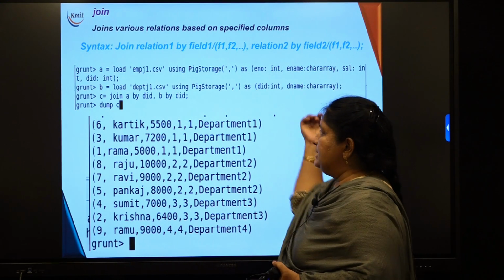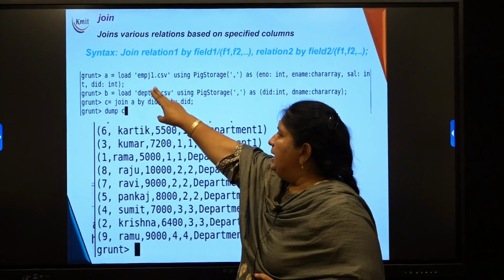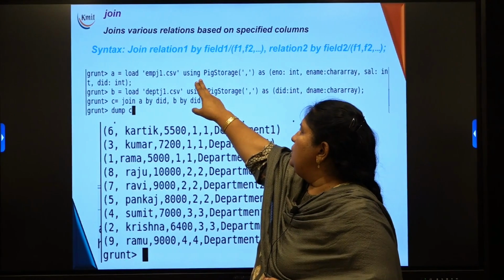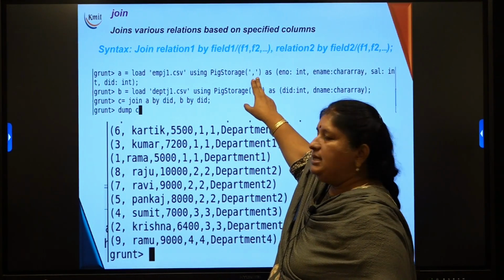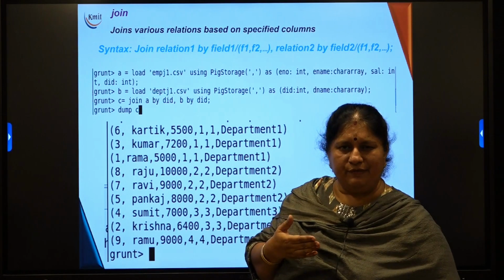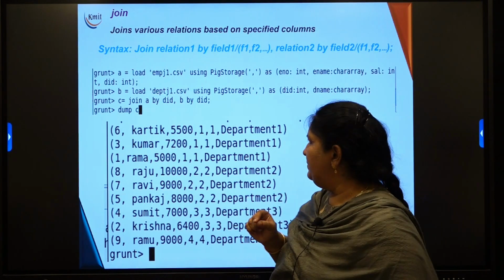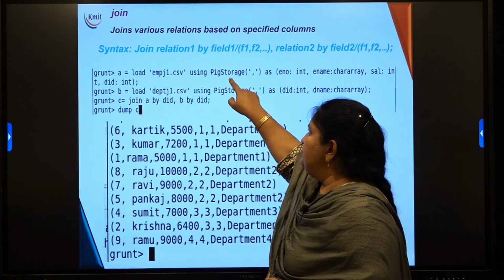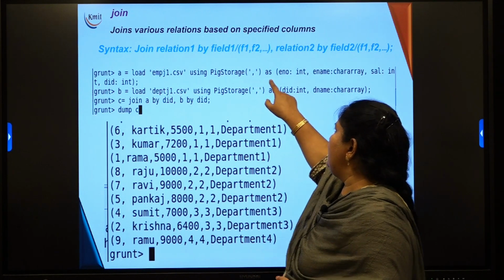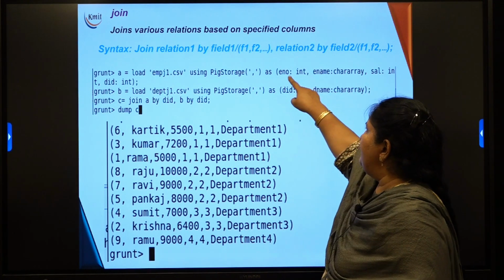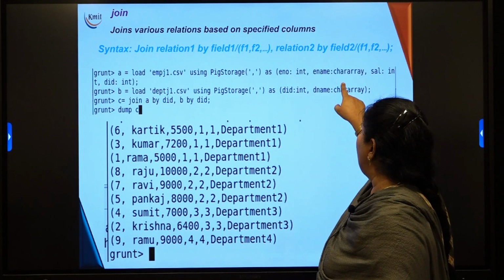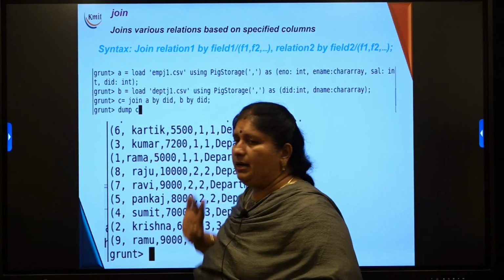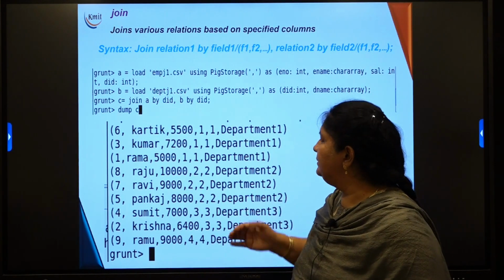Now, try to understand what we are trying to do. A is equal to load empj1.csv using PigStorage, comma is the separator. I have created a CSV file wherein comma is used as the separator. So, please create from the CSV a file with comma as the separator, and what are the attribute names? First one is the employee number, next one is the employee name with the specific data type I am giving, next one is salary, next one is the department ID, same data set I am using.